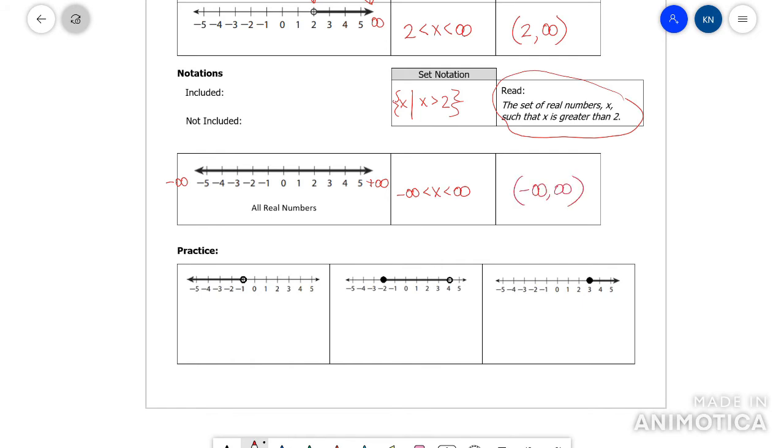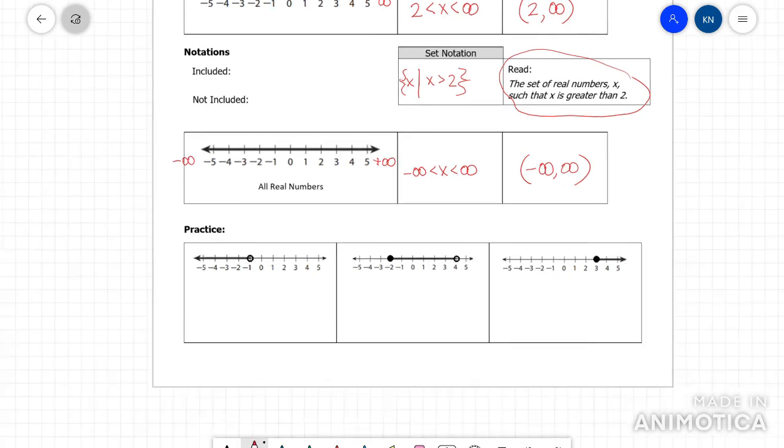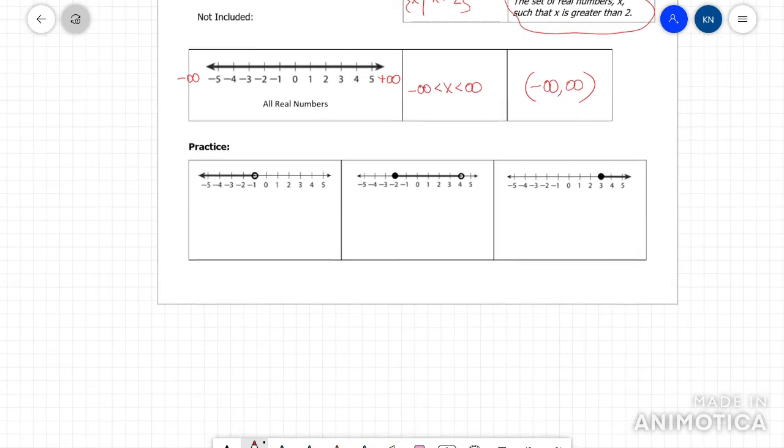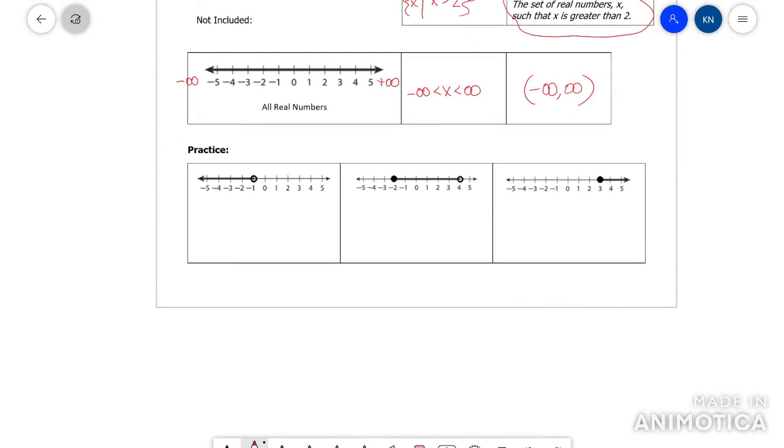And this right here, negative infinity to positive infinity in interval form, you better get familiar with that because you're going to see it a lot. All right, and then practice. I'm just going to write them as an inequality and in interval form.